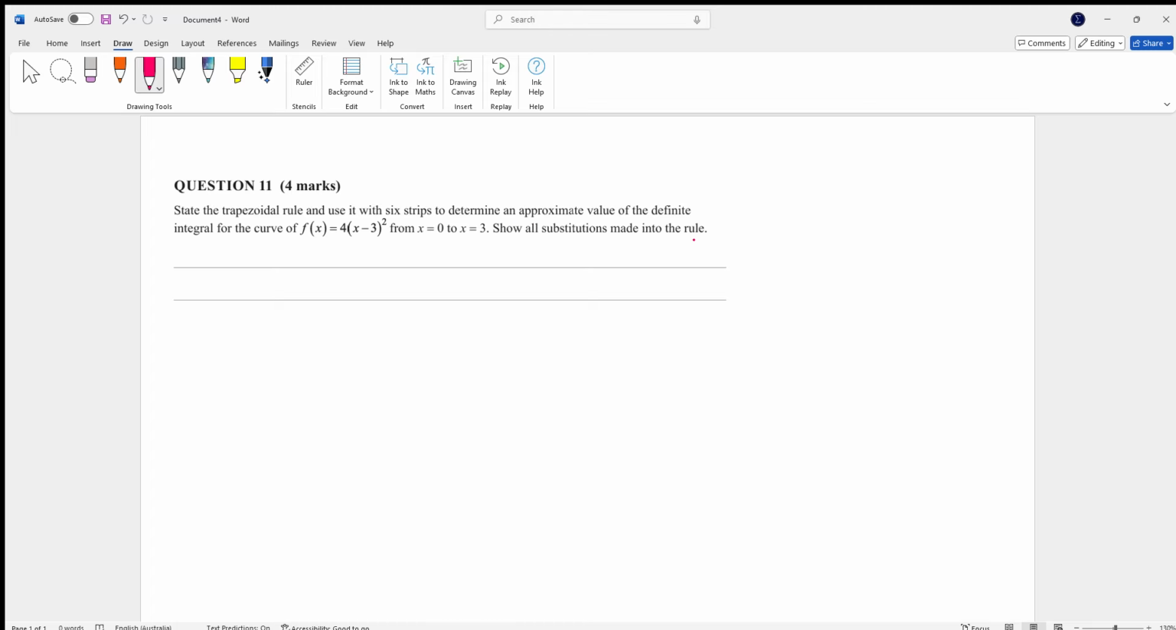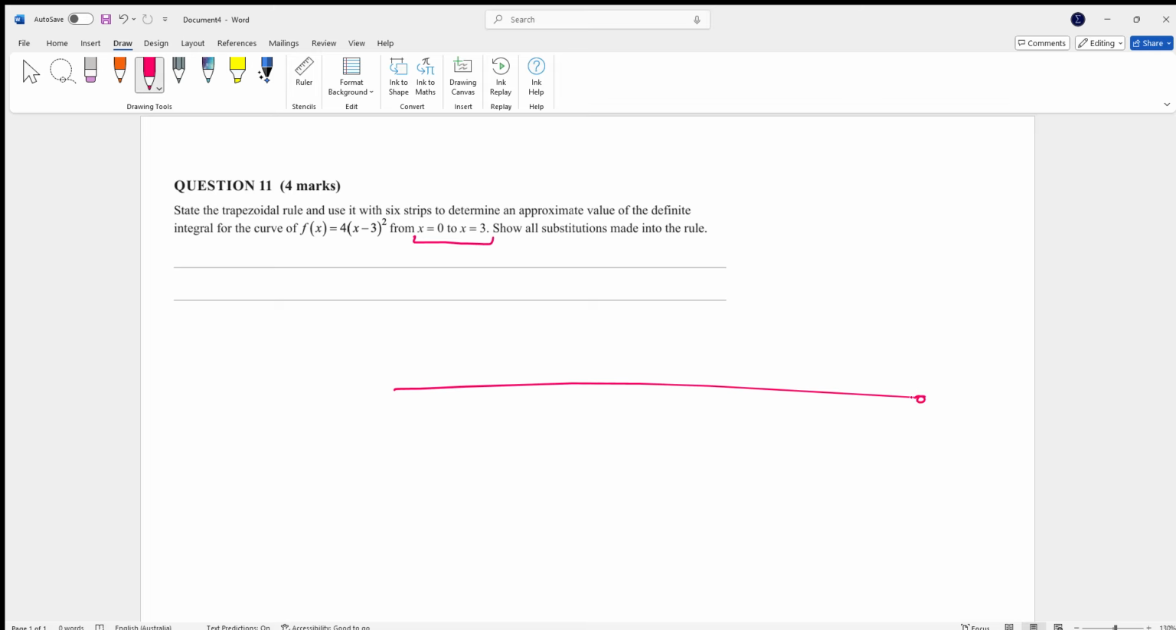Now, the reason why this is on the Tech Active paper is because there's going to be decimals involved with this sometimes. Now, this one, maybe not. However, it's all about the strips here. So they said using 6 strips. So it doesn't matter what the curve is, really. We've got to look at the interval we're going between.